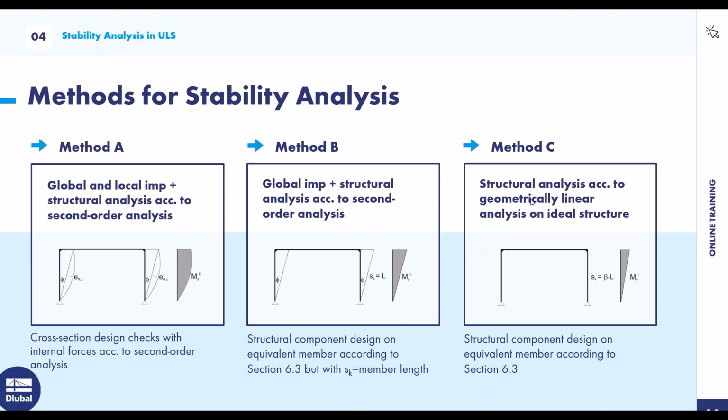Okay, then method C: structure analysis according to geometrical linear analysis on the ideal structure, but in that case with the real buckling length. Important to method C is that the structural component design can be carried out for flexural buckling with the internal forces according to the geometrical linear analysis, which were determined on the ideal structure without the use of imperfections. But in that case, here for the frame, only for the columns. Because by considering the system buckling lengths, the moment agrees with the second order analysis, and the effect of the equivalent imperfections is already taken into account. That's also a sentence in the Eurocode.